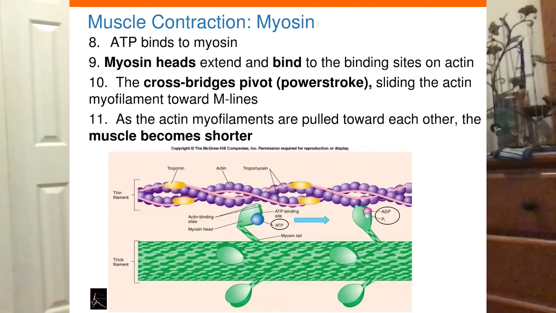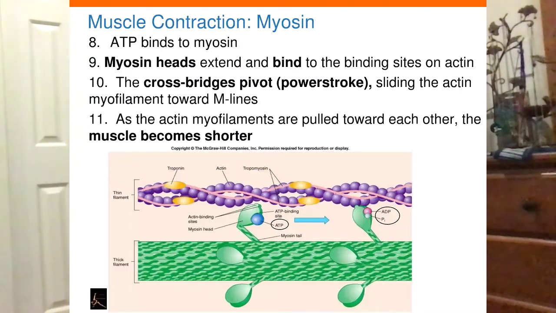So ATP binds there. Our skeletal muscles are full of mitochondria, just chock full of mitochondria. There's a lot of them in there, and they're making ATP all the time. So there's ATP swimming around in the cytoplasm. Okay, so it binds to the myosin head.